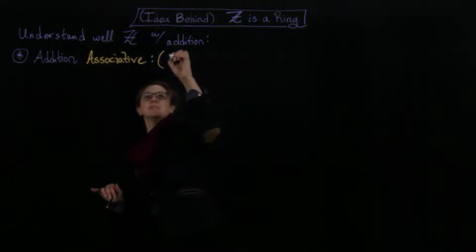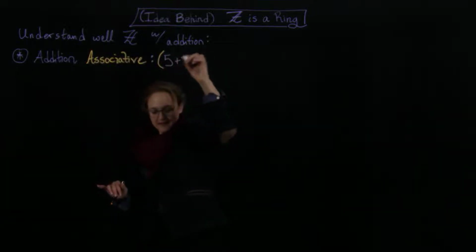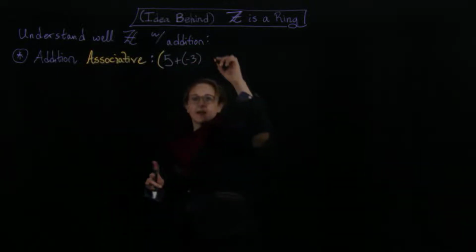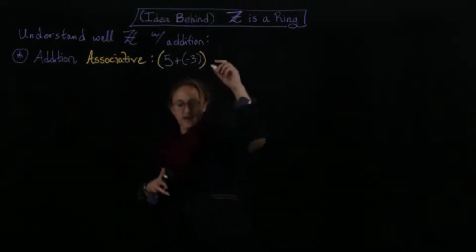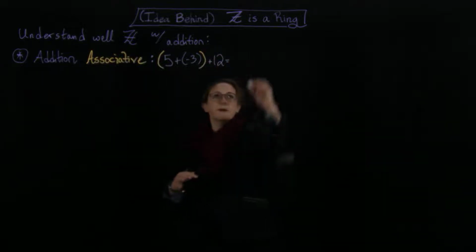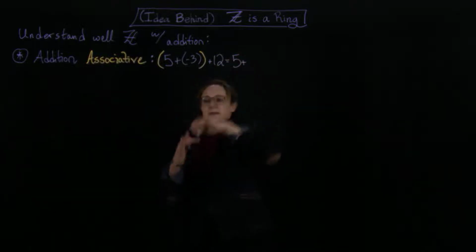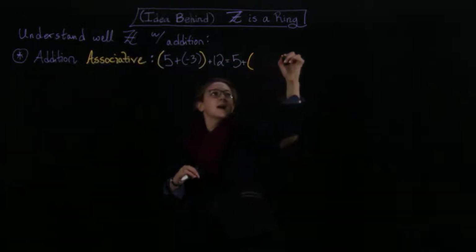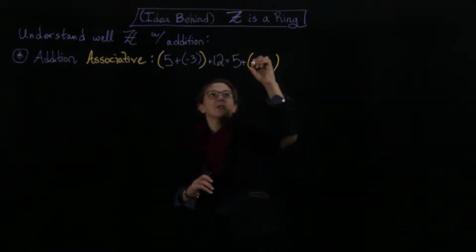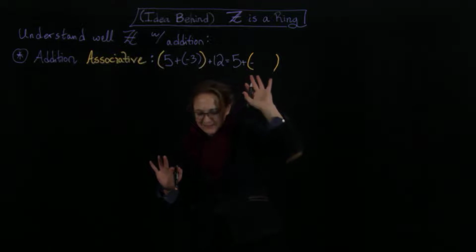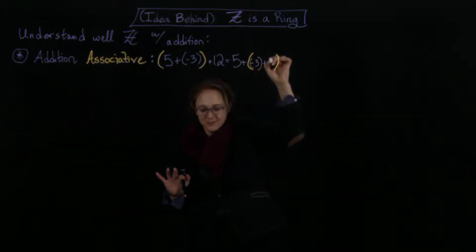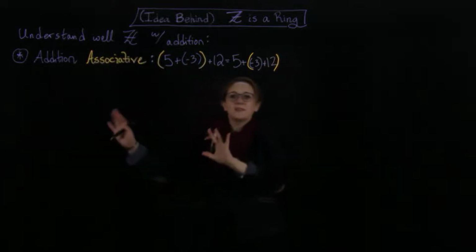So if I have 5 plus -3, and then I have the parentheses here, and then I add 12, this is equal to what I would get if I took 5 plus and put the parentheses in a different place. You're so used to this that it might not even seem like a property. You just know this is true. But addition is associative.